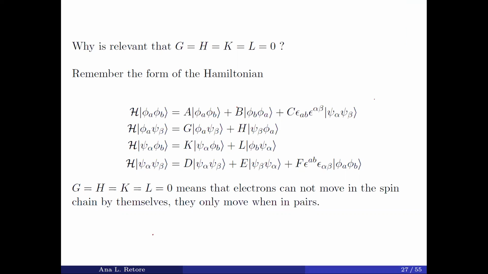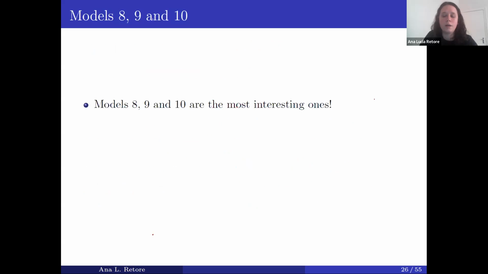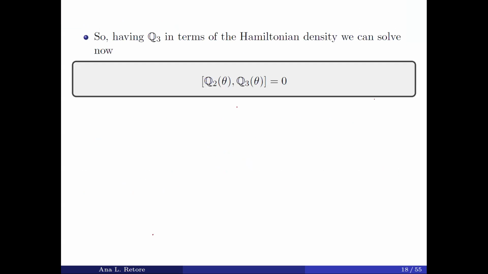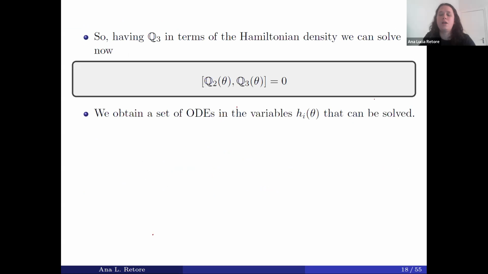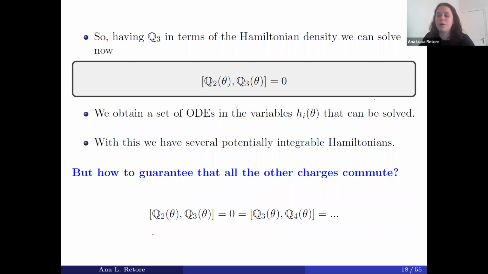So Q2 is chosen, and Q3 is the ansatz, right? Q3 is the ansatz. So how do you know that you will get an infinite power of charges after that? Oh, because you found R. We found R. We solved the Yang-Baxter. Once you have Yang-Baxter, you have a way to generate all the charges automatically.